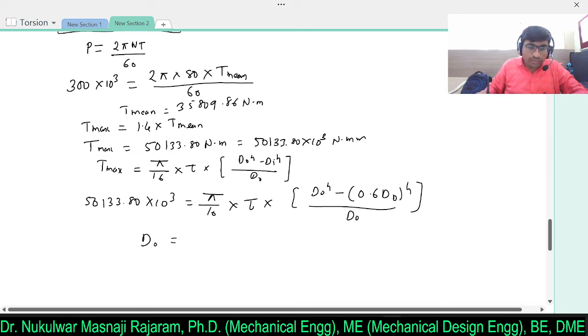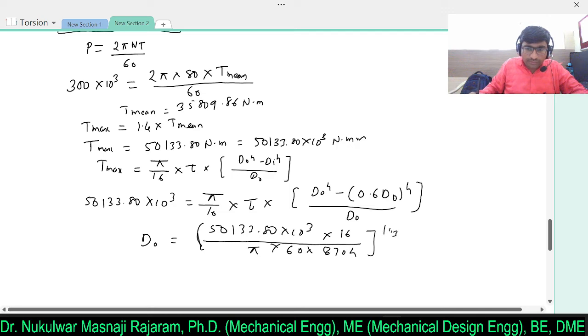So do will be equal to 533.80 into 10 raised to 6 multiplied by 16, here I am considering 16, then divided by pi into 87.4. If you take the cube root of this, then the outer diameter will be 169.2 mm. Clear? So it is near about 170 mm.